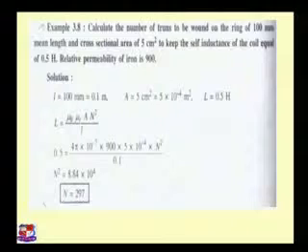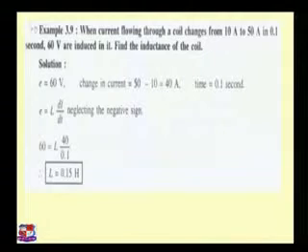So we get 0.5 is equal to 4 pi into 10 raised to minus 7 into 900 into 5 into 10 raised to minus 4 multiplied by n square, that we have to find out, and divided by 0.1. So n square is equal to 8.84 into 10 raised to 4. So we get n is equal to 297.